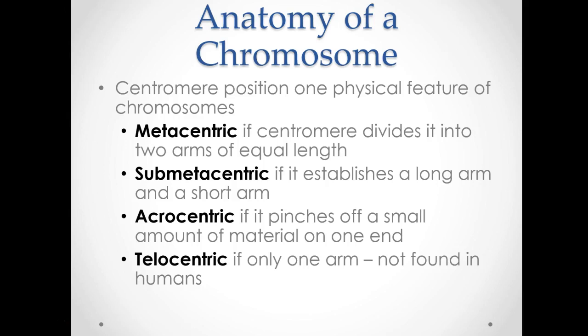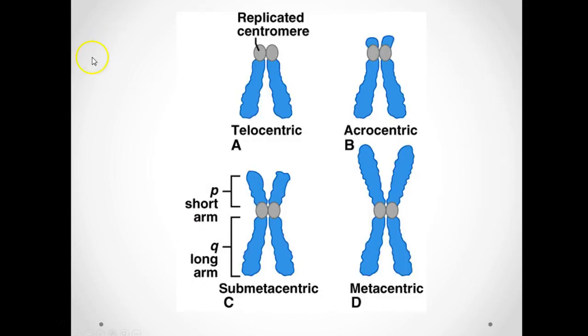We don't have any telocentric chromosomes in humans, but it is found in some other species. So this is what it would look like. Again, this would be telocentric if you had absolutely no genetic material above the centromere. This is acrocentric, metacentric, and submetacentric. Again, it just refers to the length of the arms, basically, and where the centromeres are located, dividing those chromosomes into pieces.